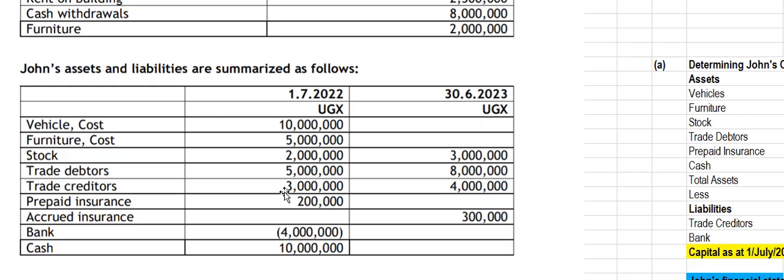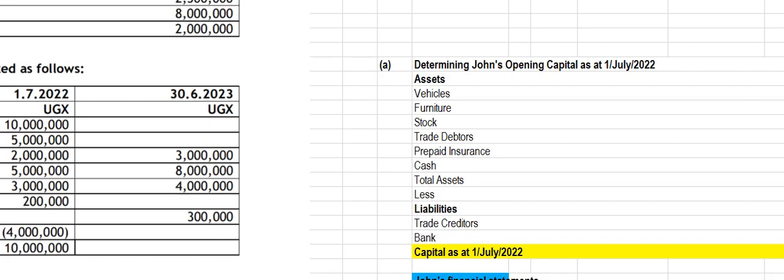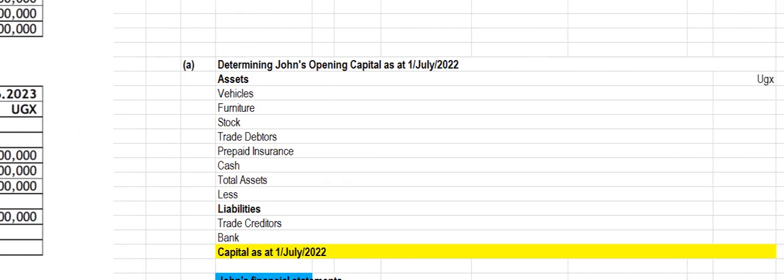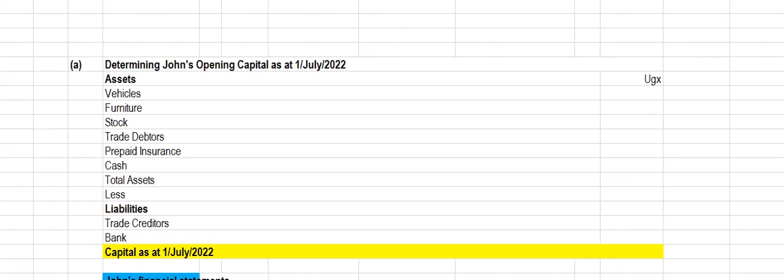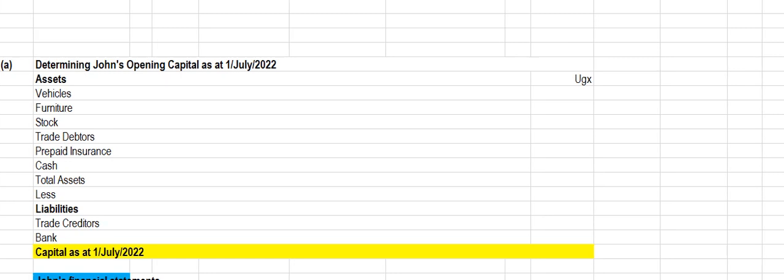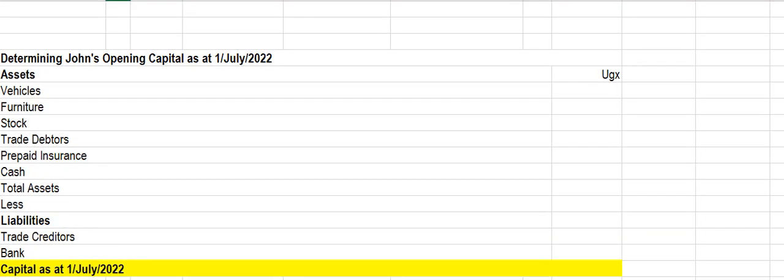So vehicles, furniture, stock, trade debtors, prepaid insurance, cash, those are assets. Trade creditors and bank, those are liabilities, because you see your bank balance as at the start is in brackets, meaning that there is a bank overdraft. So let's see how we can now come up with Johnny's opening capital.